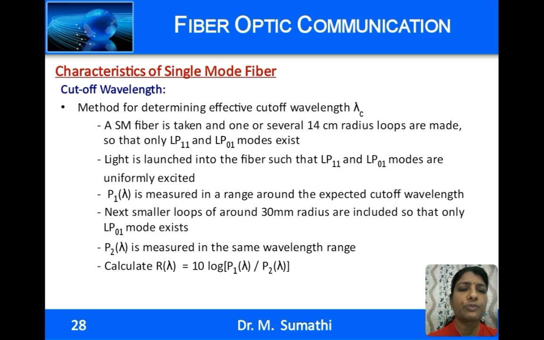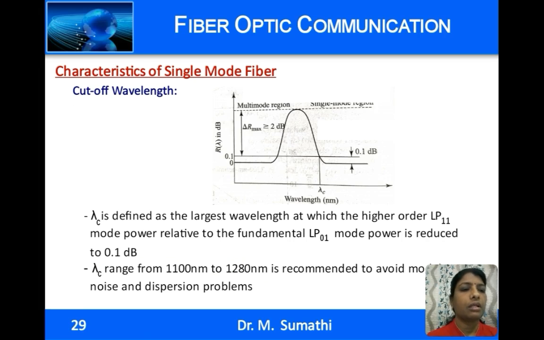Next, smaller loops of 30 mm radius are made so that only the fundamental mode exists, and then the power around the same wavelength range, P2 of lambda, is determined, and the ratio between P1 and P2 is calculated. The relative power R lambda is plotted for the various wavelengths, and the upper wavelength point where the power level goes to 0.1 dB is noted, and that is the cutoff wavelength, and it is normally in the range of 1100 nanometer to 1280 nanometers.